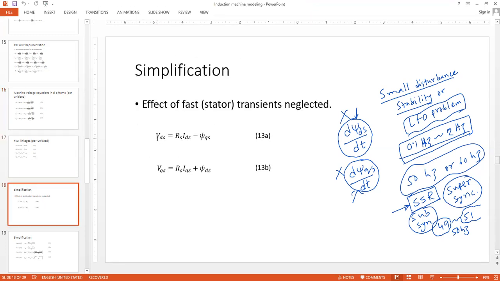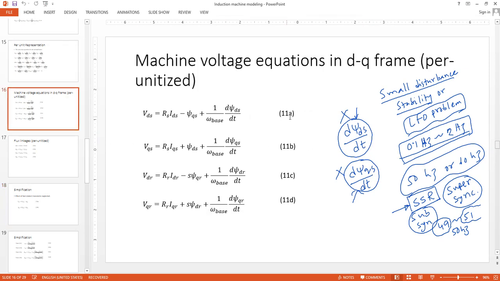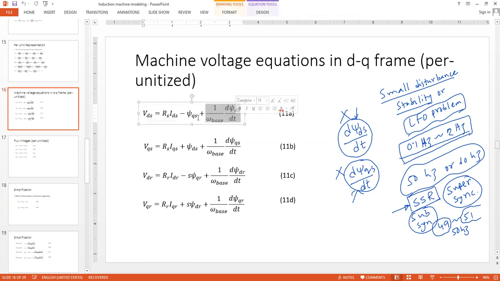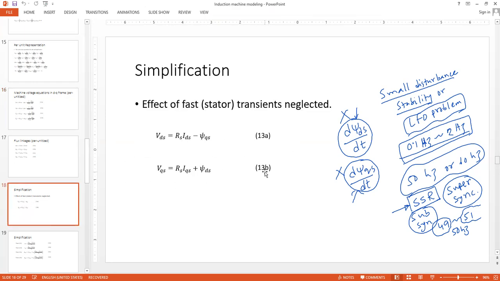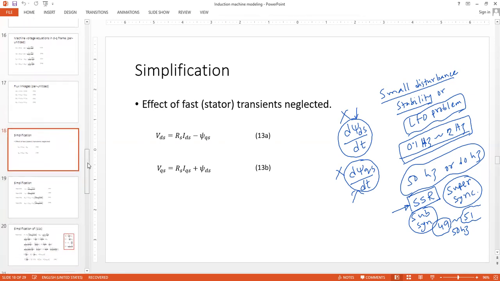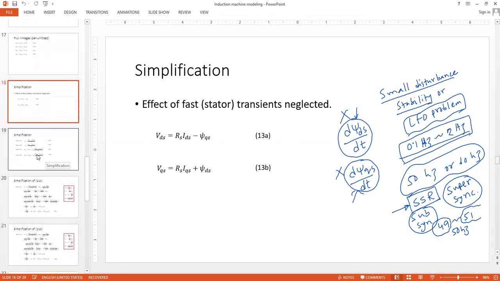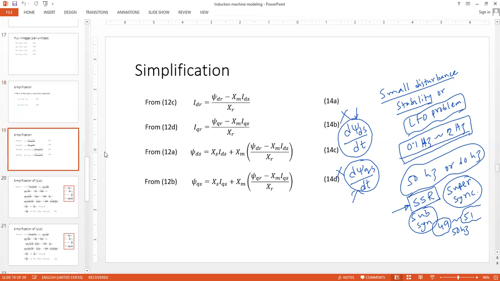With this logic, we are neglecting the d psi ds by dt and d psi qs by dt, which were present in equation 11a and 11b. If we neglect these, we will be simply left with vds equals rs ids minus psi qs. And again, if we neglect this, we simply get vqs equals rs iqs plus psi ds. This is what we have written in equation 13a and 13b. So this is simplification number 1, step number 1. There are a few more steps for simplification, so let's go through those slowly.